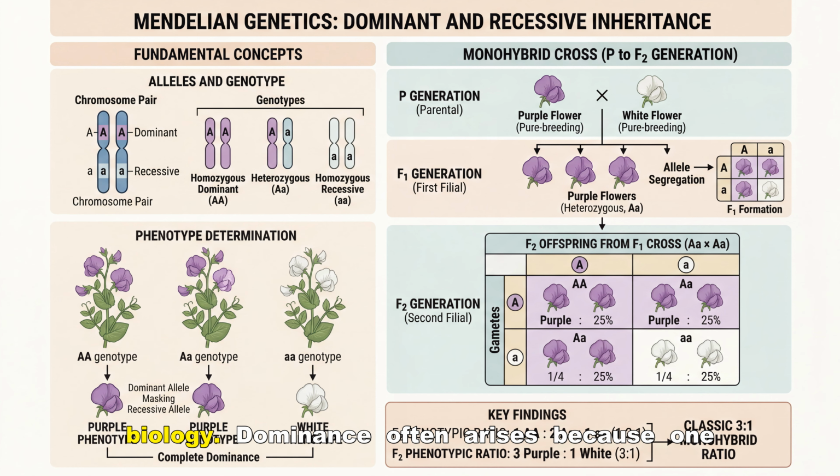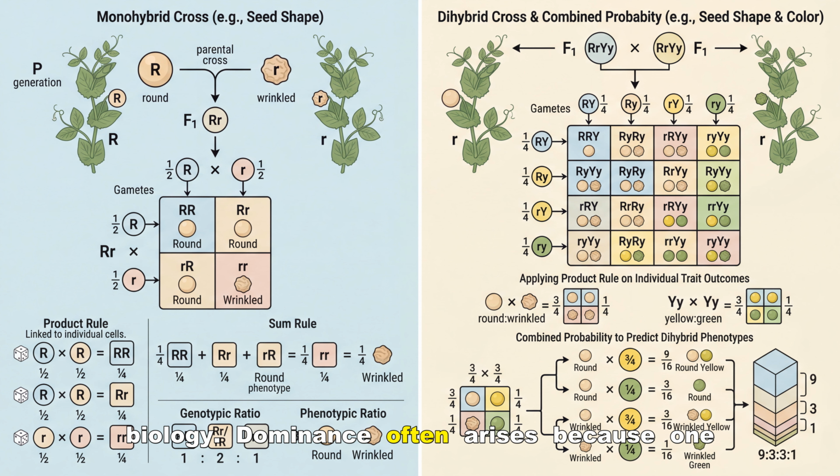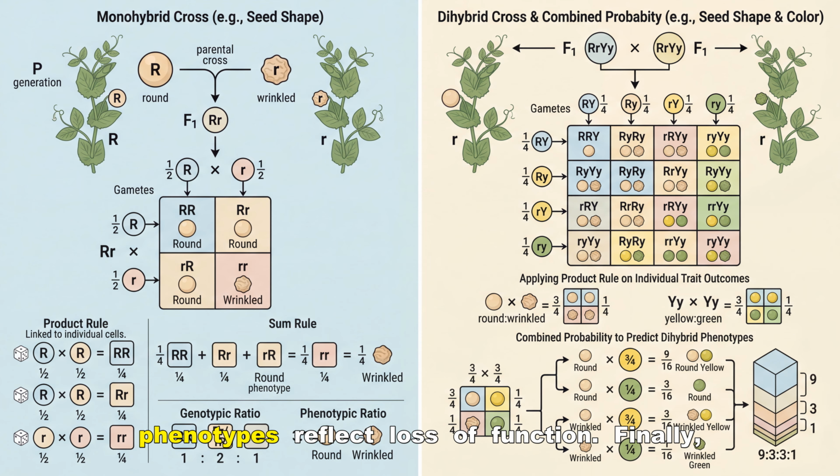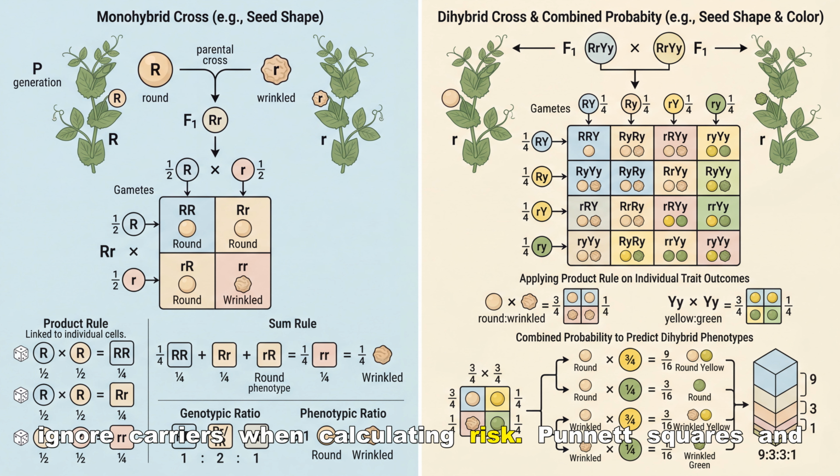Connect this to molecular biology. Dominance often arises because one functional allele produces enough protein, whereas recessive phenotypes reflect loss of function. Finally, watch for wording like true breeding, which signals homozygosity, and for trick answers that ignore carriers when calculating risk.